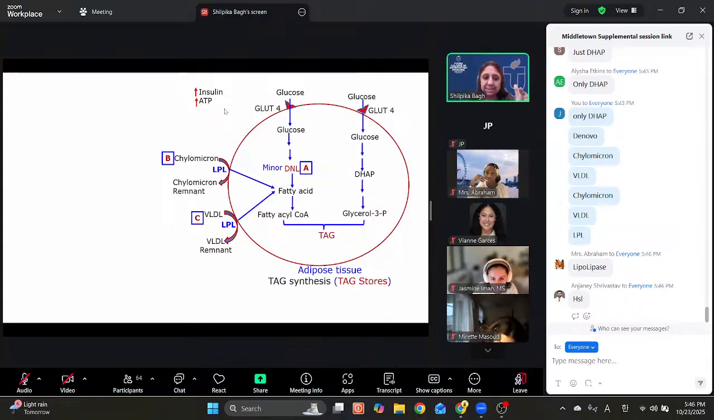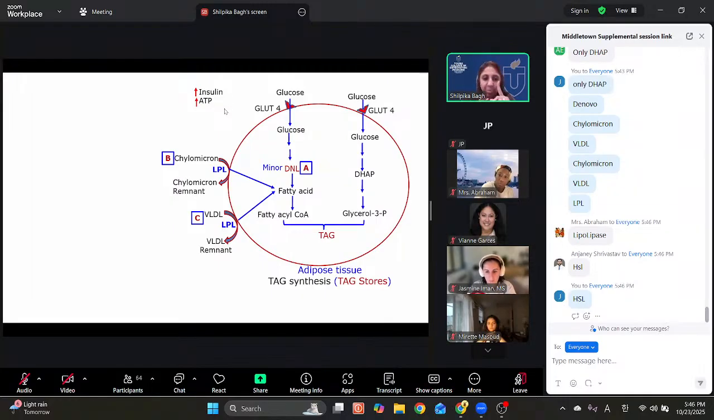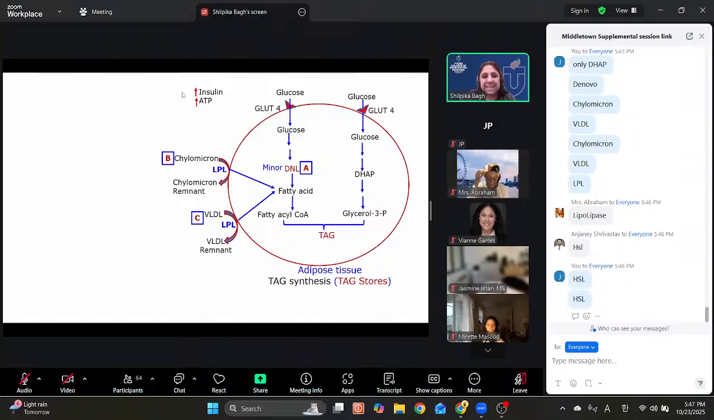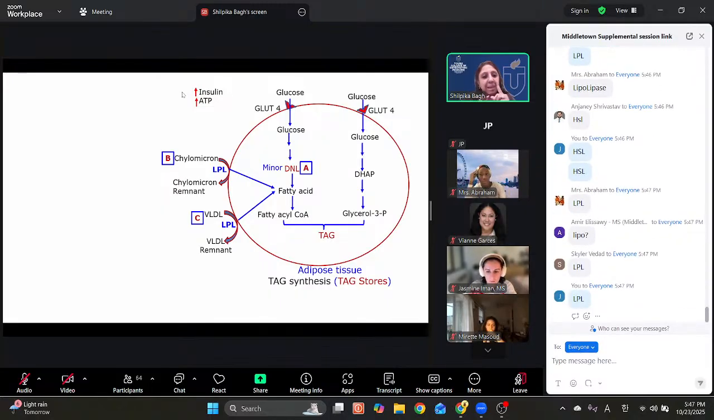Lipoprotein lipase digests TAGs, hormone sensitive lipase also digests TAGs. But which lipase degrades TAGs in the adipose tissue? Lipoprotein lipase or hormone sensitive lipase? First of all, know the difference. Secondly, which one is the well-fed state lipase? Lipoprotein lipase or hormone sensitive lipase? Which one is a well-fed state enzyme? Lipoprotein lipase, not hormone sensitive lipase, please.